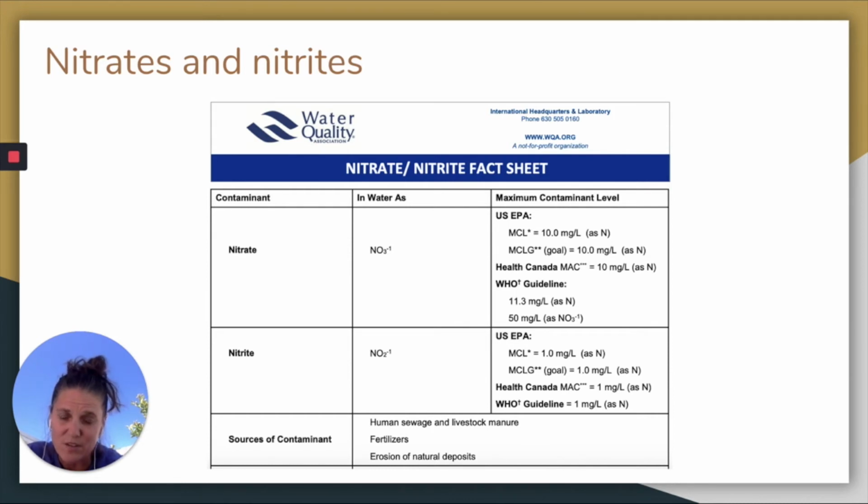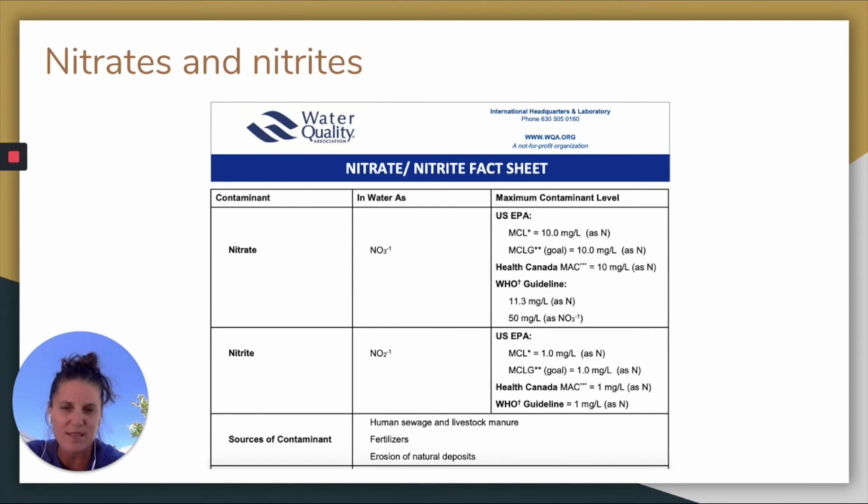Also, fertilizers and erosion of natural rock surfaces can raise the level of nitrates and nitrites. So we don't want to have too high of a level. The Water Quality Association has deemed that for the United States, the Environmental Protection Agency sets a level of 10 milligrams per liter for nitrates that is safe, and 1 milligram per liter for nitrites that is safe.